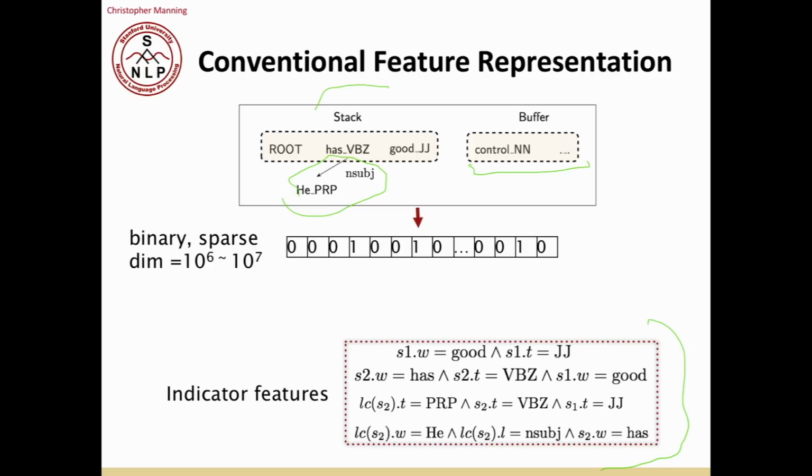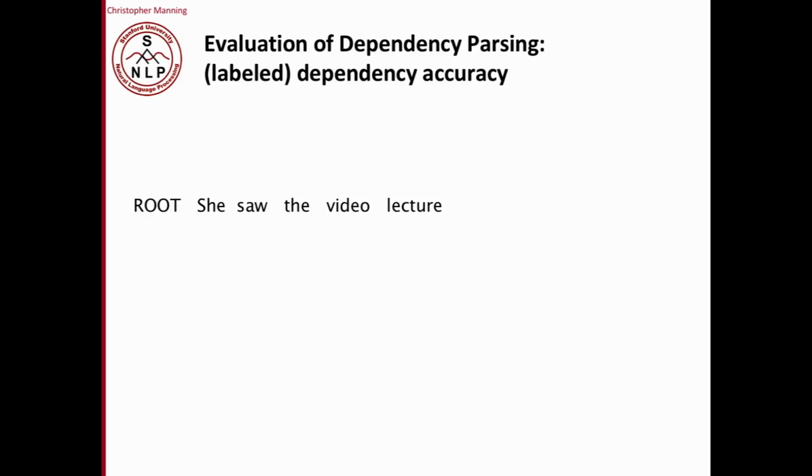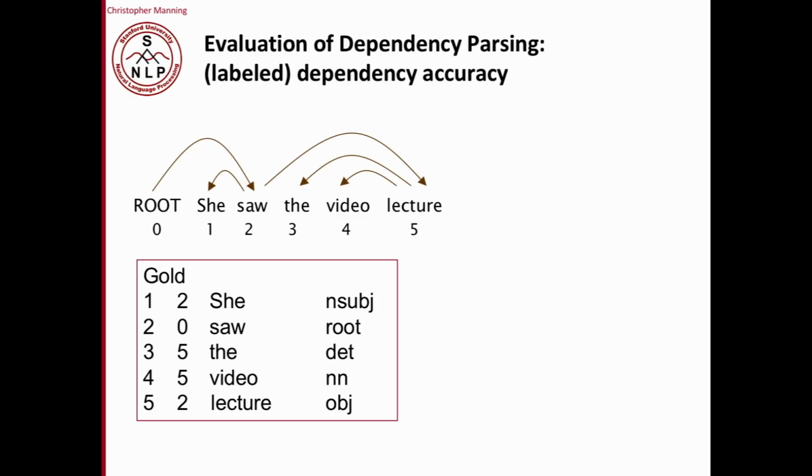So in the last bit of the lecture, I want to show you what people have done in the neural dependency parsing world. But before I do that, let me just explain how you evaluate dependency parsers. And that's actually very simple. What you do is, you assume, because the human wrote it down, that there's a correct dependency parse for a sentence, like this one, "She saw the video lecture". And so these are the correct arcs. And to evaluate our dependency parser, we're simply going to say which arcs are correct.